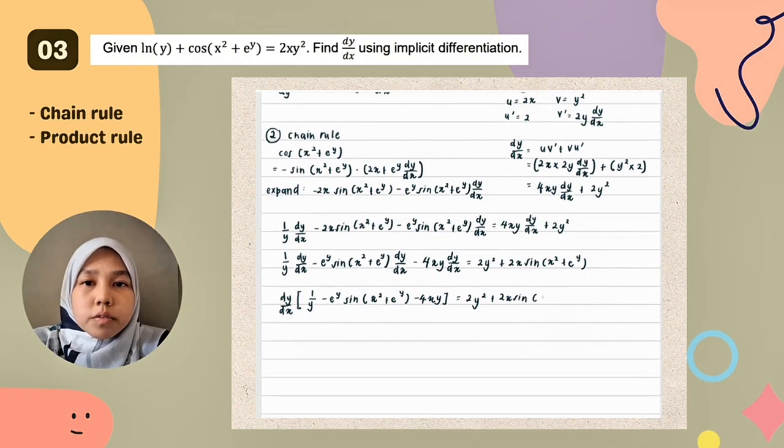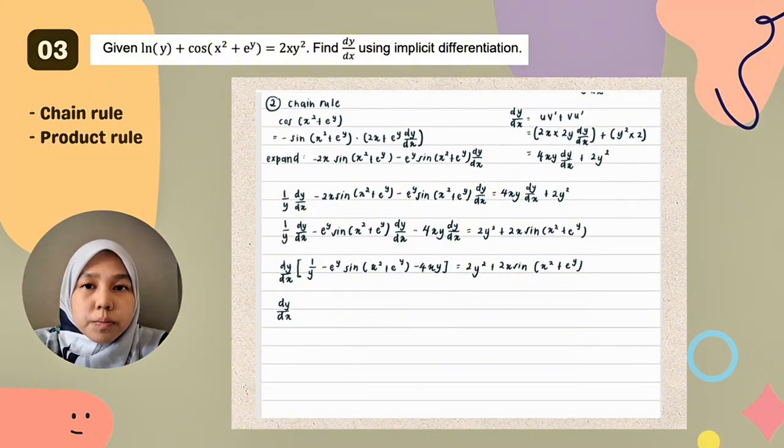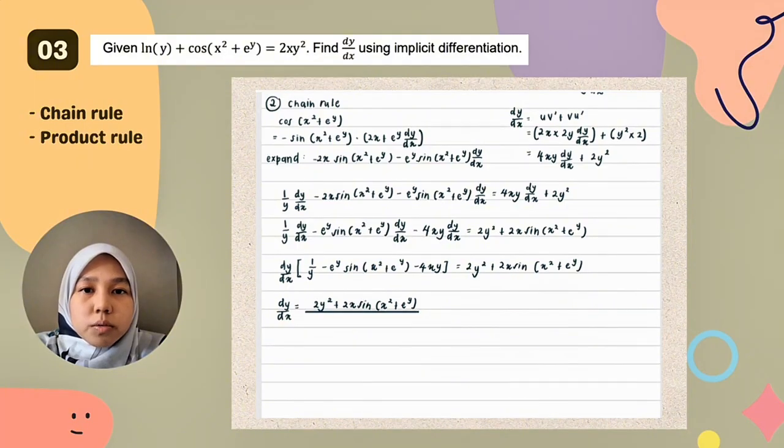Now that we have differentiated every term, let's put them all back into our main equation. Our next step is purely algebra. We need to isolate dy over dx. To do this, we move all terms containing dy over dx to the left hand side and all other terms to the right hand side. And then we factor out dy over dx on the left side. Then dividing both sides, we get our derivative expression.